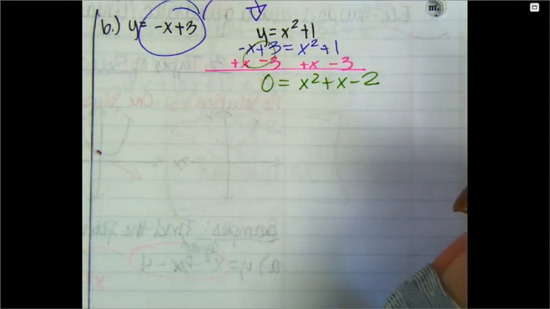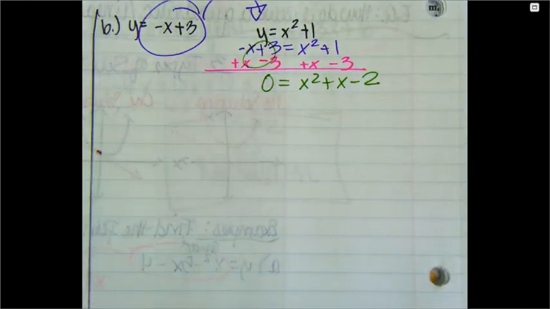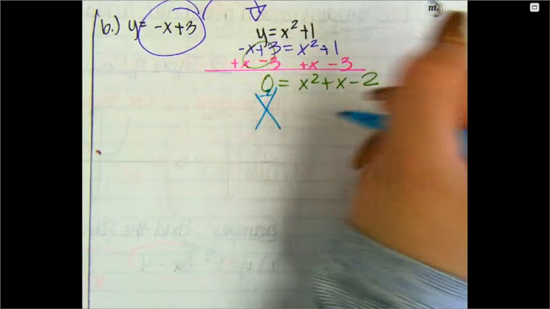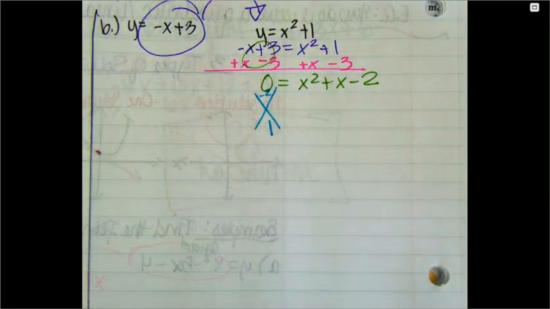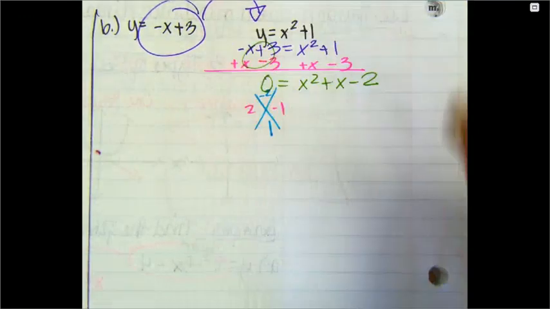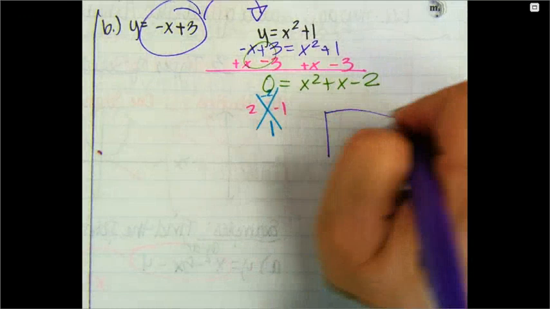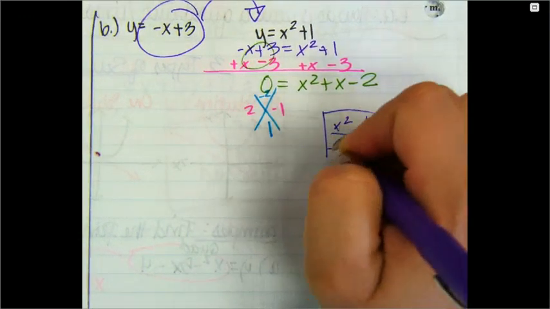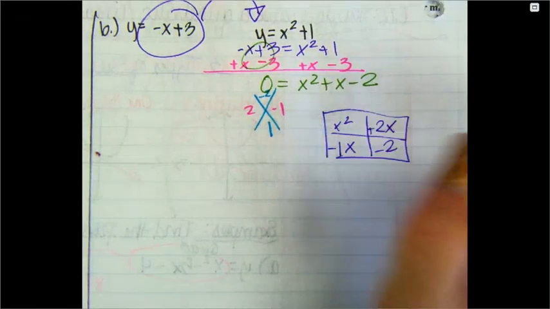Yes? Questions? Okay. Third period got really stuck on that part. All right. Then I get to factor. On top of the x is a negative 2 and on the bottom is a positive 1. What are your two side numbers going to be? 2 and negative 1. We get inside the box x squared plus 2x, minus 1x minus 2.